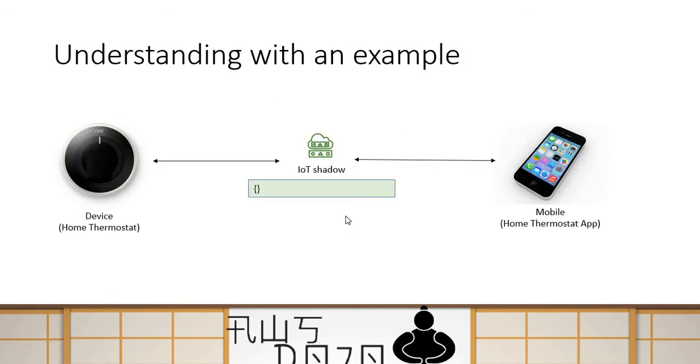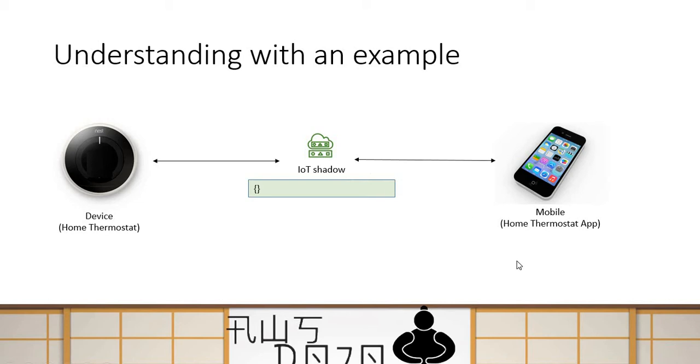So let's take it through an example, and then it will perfectly make sense to you. Suppose on the left-hand side you have a device which is a home thermostat, and it has been registered as a thing inside AWS IoT Core, and it is maintaining a blank shadow. That means there is no shadow, there is no state so far.